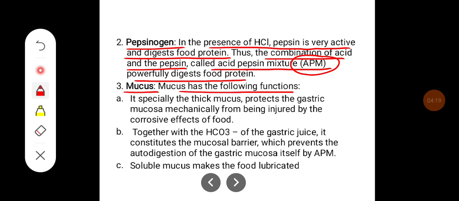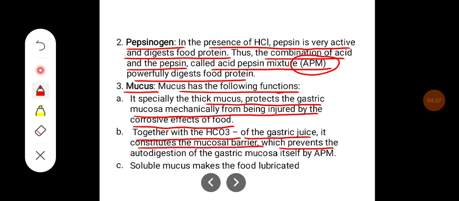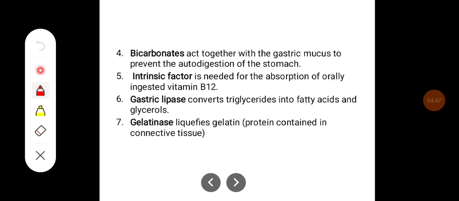Mucus. Mucus has the following functions. Especially the thick mucus, it protects the gastric mucosa mechanically from being injured by the corrosive effects of food. And together with bicarbonate ions of the gastric juice, it constitutes the mucosal barrier, which prevents the autodigestion of the gastric mucosa itself by the acid peptic mixture. The soluble mucus makes the food lubricated. Bicarbonates act together with the gastric mucus to prevent the autodigestion of the stomach.